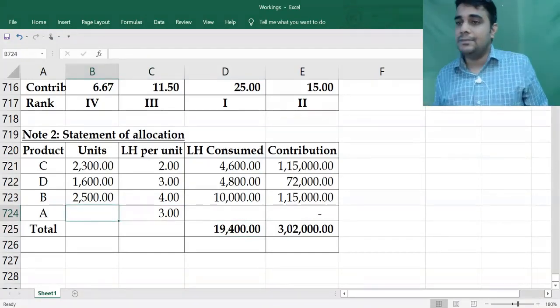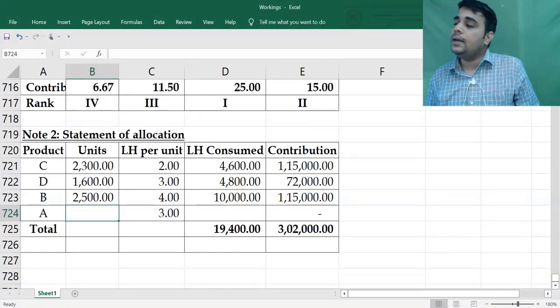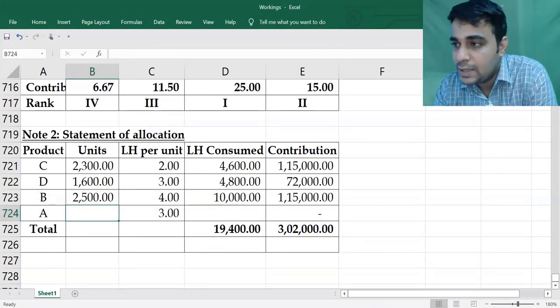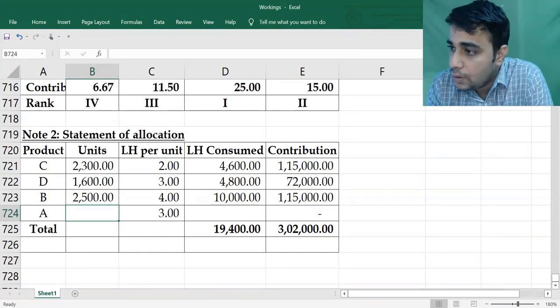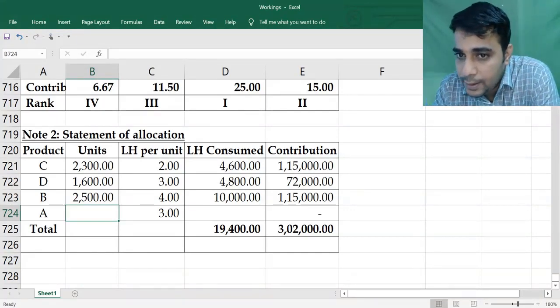3 hours per unit is going to remain the same. That's not going to change. But I'm deleting units as 2,800 will not work, because if 2,800 is possible, then there is no limiting factor. So I cannot write 2,800 in units. So somewhere we are stuck now.